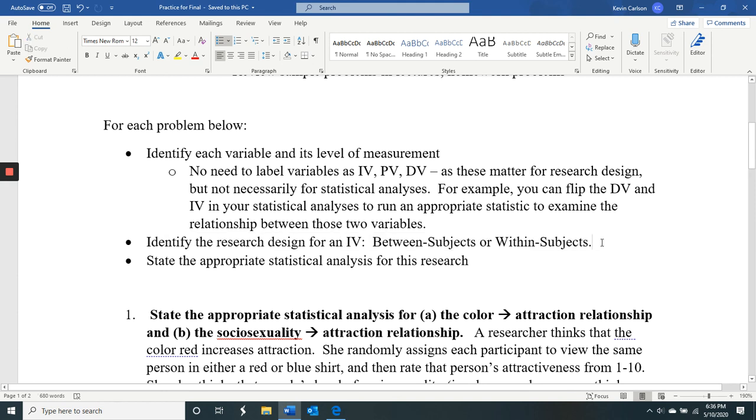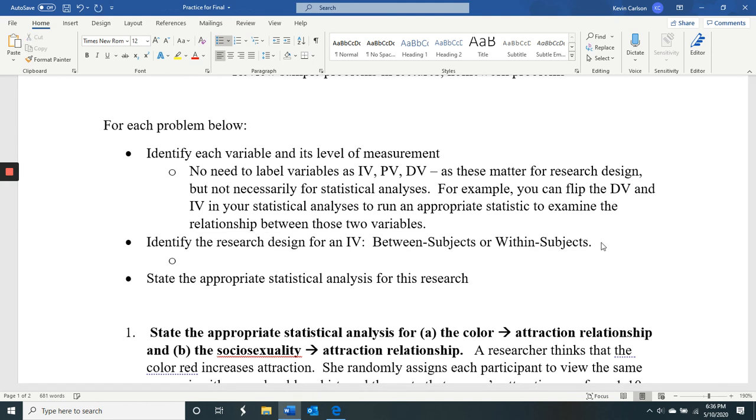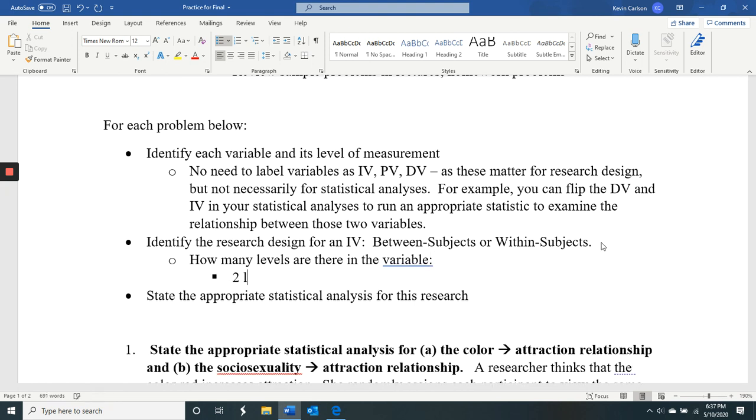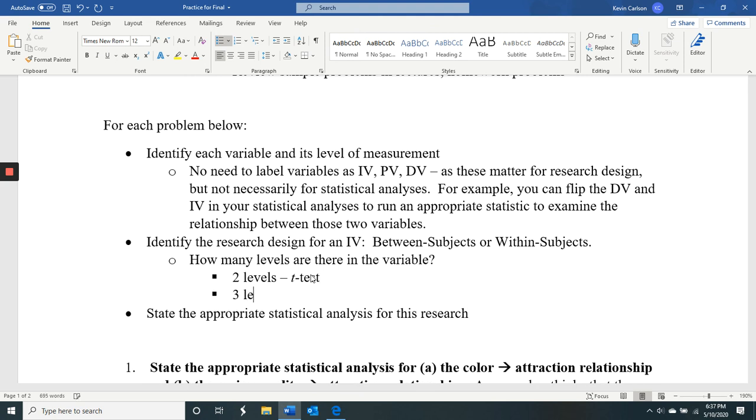And then I'm going to actually put this here. How many levels are there in the variable? We have levels of measurement and we have levels of the variable. So if there's 2 levels, you better be doing some sort of t-test. If it's 3 levels, you better be doing some sort of ANOVA.